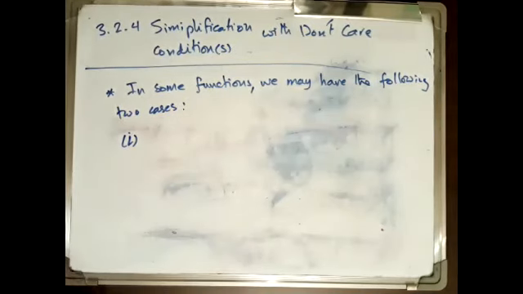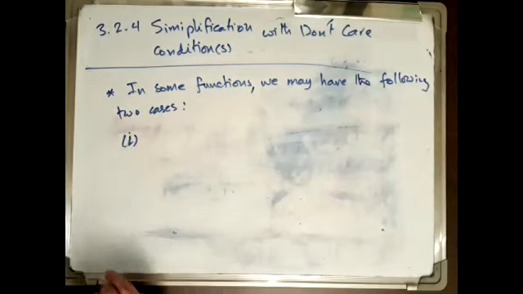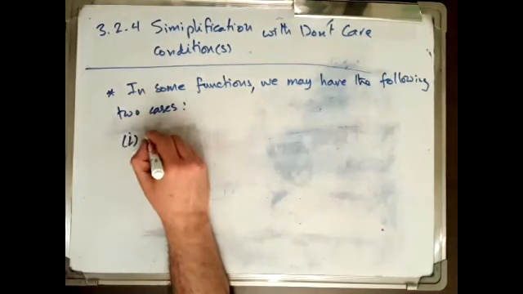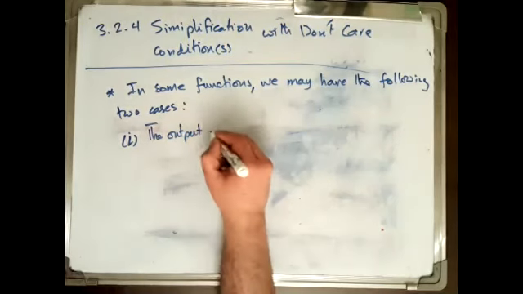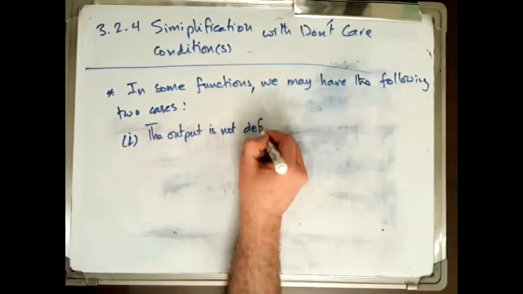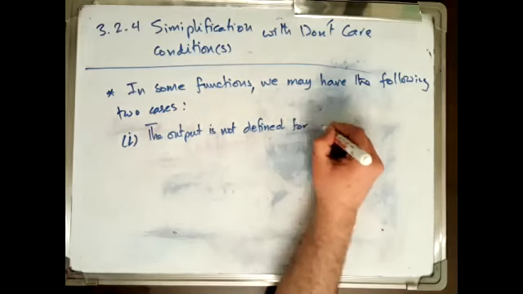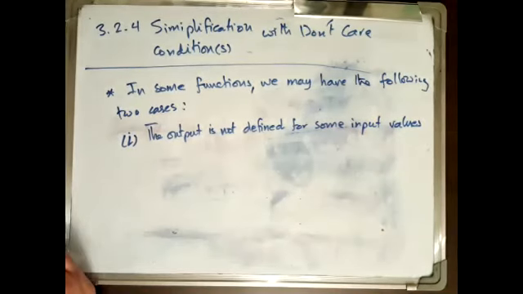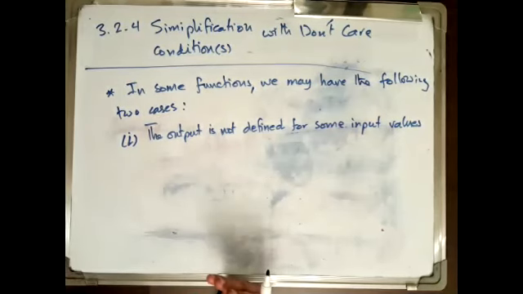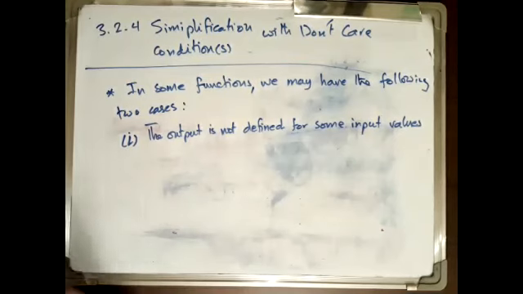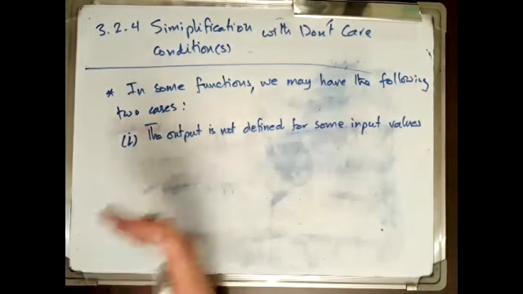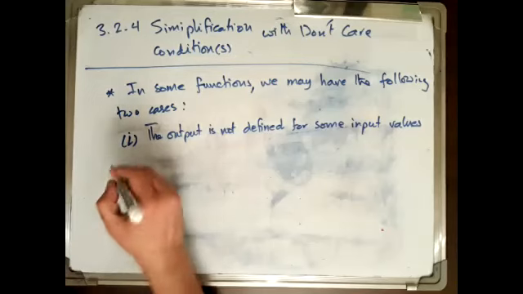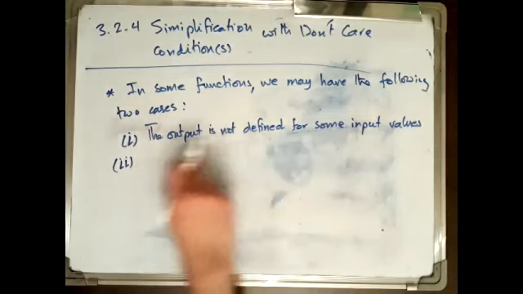Case number one: when we want to write the truth table of this function, we may encounter one or both of these cases. The output is not defined for some input values. So we have a function that defines the relationship between the input variables and the output. However, for some of the input values, the output is not defined. For example, if you input 110, the output is not defined based on how the system works, based on how the system processes the input. So this is one case that we may encounter when we design a logic system.